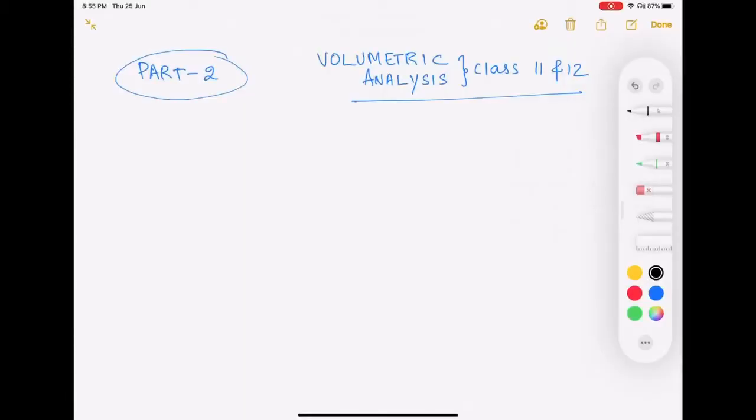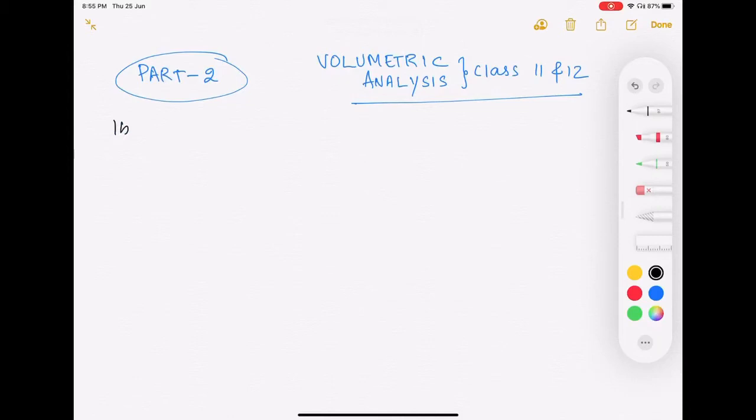Okay, hi everyone. Now we are going to discuss volumetric analysis VIVA for class 11 and 12. This is the part 2 video. In this video we'll be discussing more VIVA questions on volumetric analysis. Please make sure that you have watched the part 1 video of volumetric analysis. Now let's start with part 2.